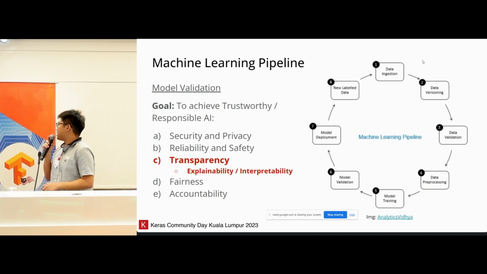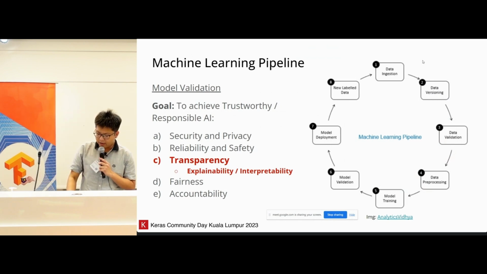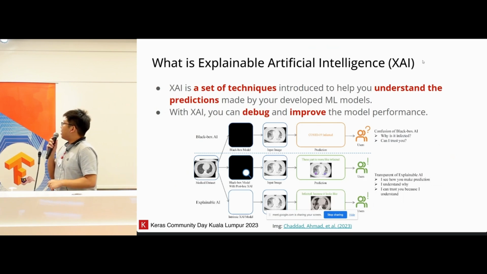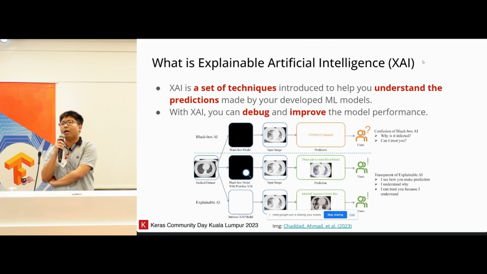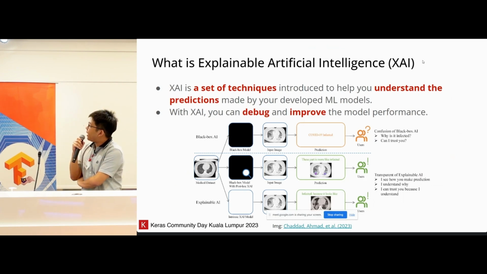We are going to discuss transparency, which is explainability and also interpretability. So what is explainable AI? XAI basically is a set of techniques introduced to help you understand the predictions made by the model that you have developed. With XAI, after you understand what the model is doing inside, you are able to debug and also improve the performance.